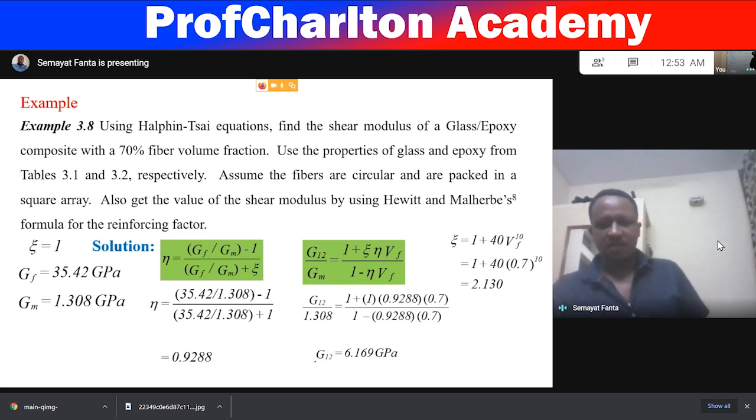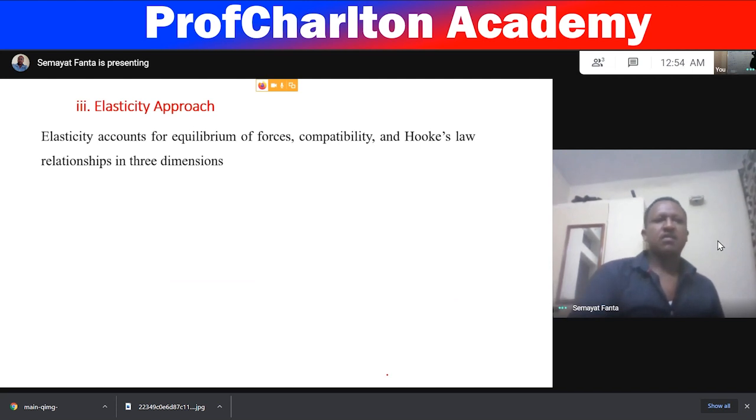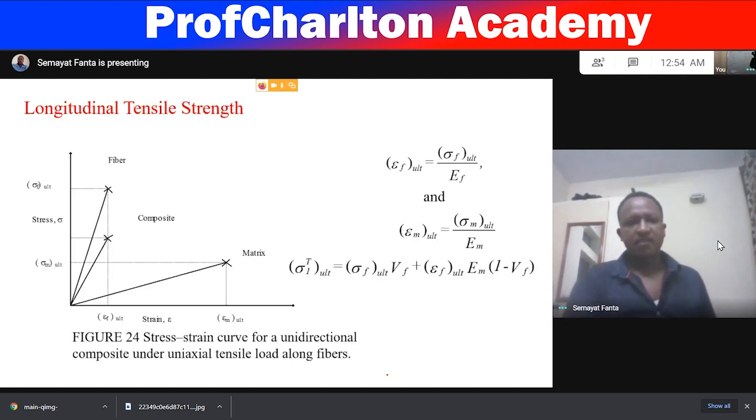They measure the in-plane shear modulus in terms of the alpha and T formulation. Okay, so the last, or third, part is the elasticity approach. Elasticity accounts for equilibrium, force compatibilities and the Hooke's law relations in 3 dimensions.